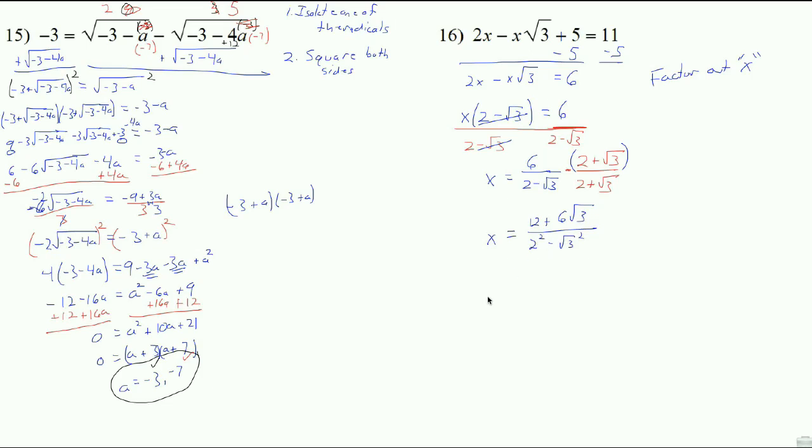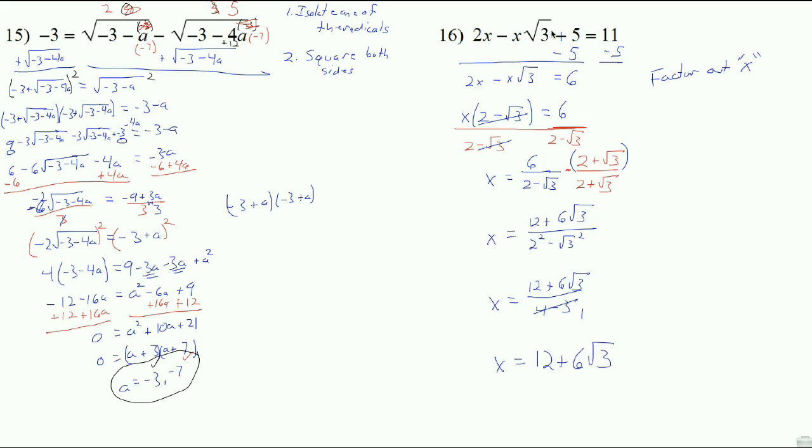And if we think through this, we got 12 plus 6 root 3 over 2 squared, which is 4. Root 3 squared is 3. And so this is 1. And so our answer is 12 plus 6 root 3.